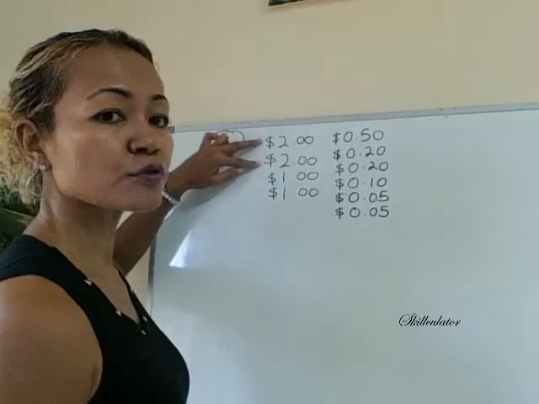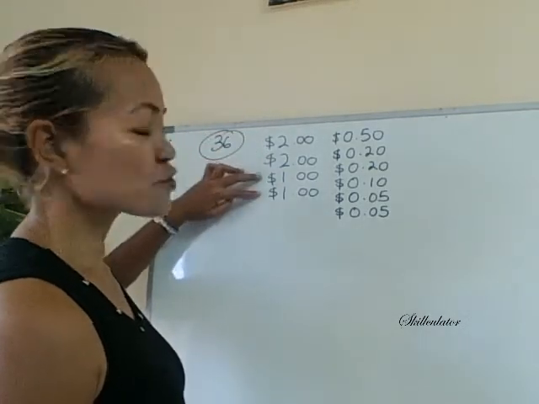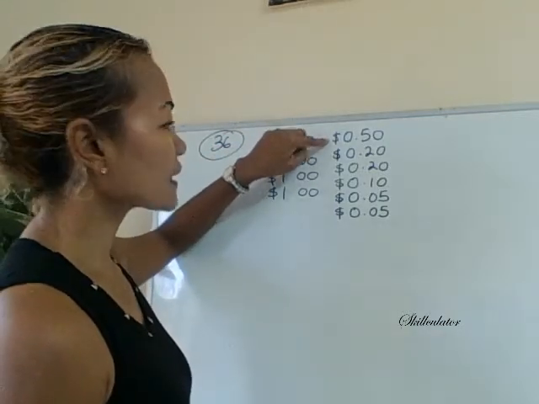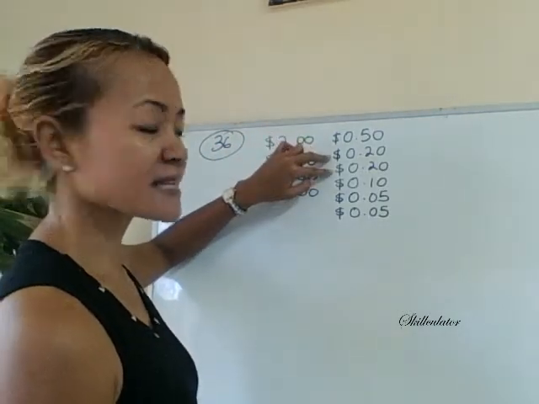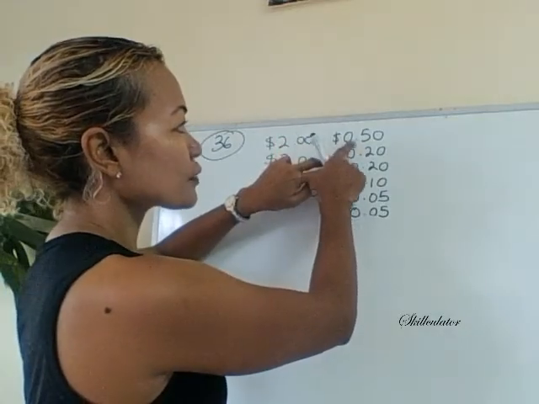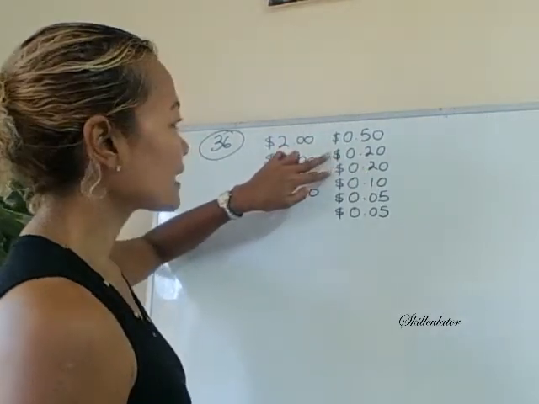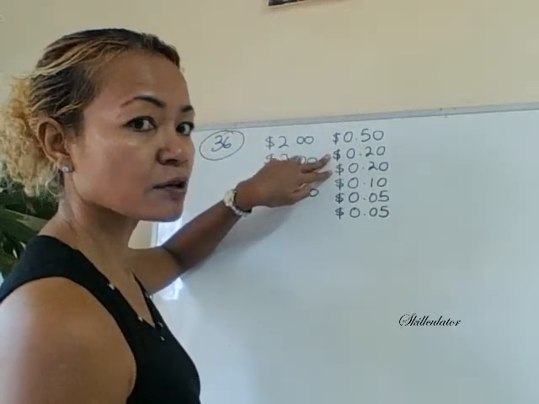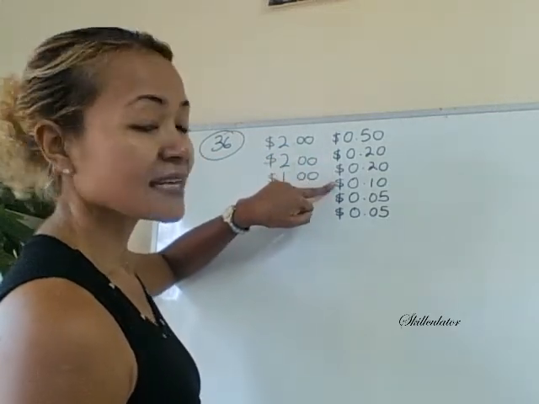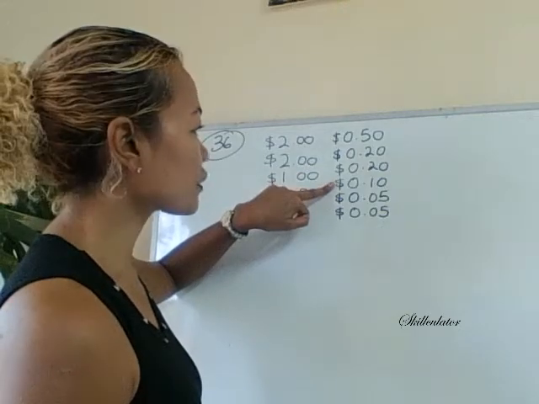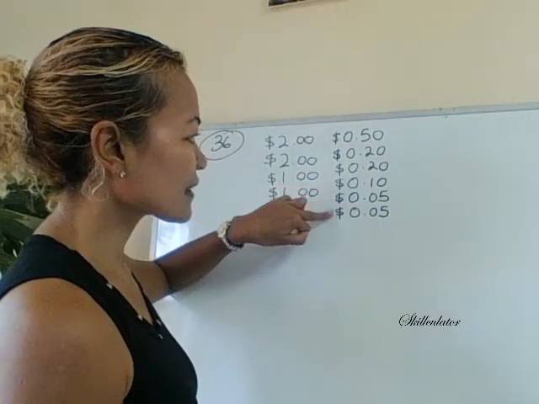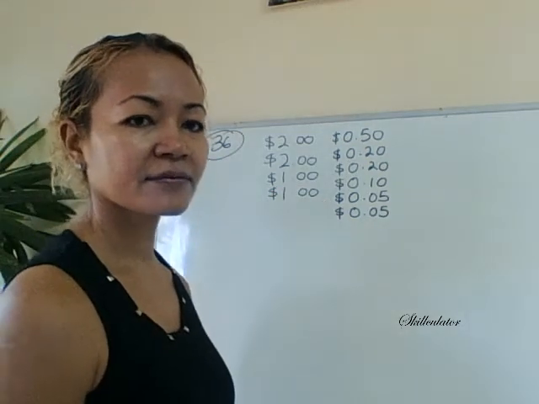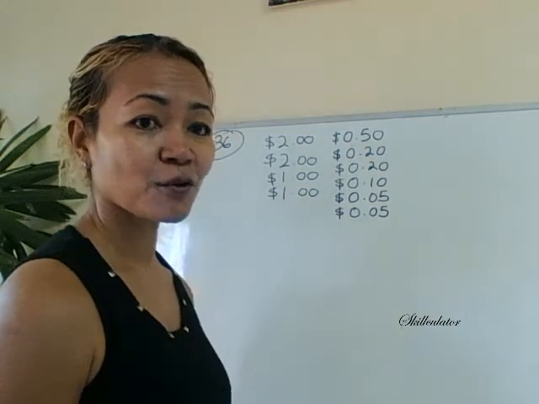There are two $2 coins. There are two $1 coins. There's one 50-cent coin, two 20-cent coins. So this is how you'd write it, $0.50. The 20-cent coins, it's 0.20. The 10-cent coin, there's one, so I put 0.10. And there are two 5-cent coins, so 0.05. So that's just expressing the coin as a decimal, right?